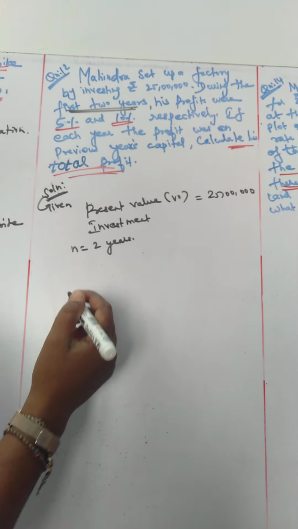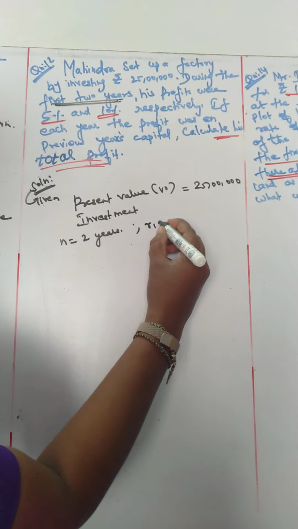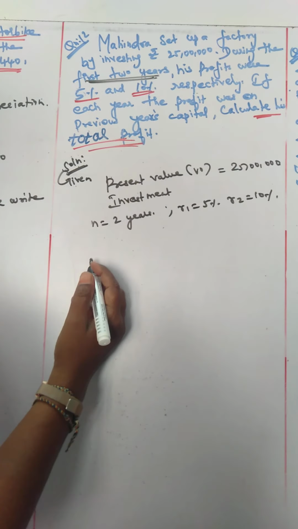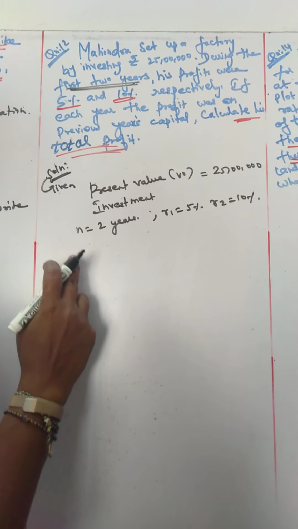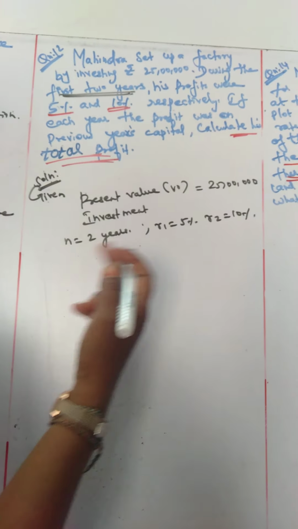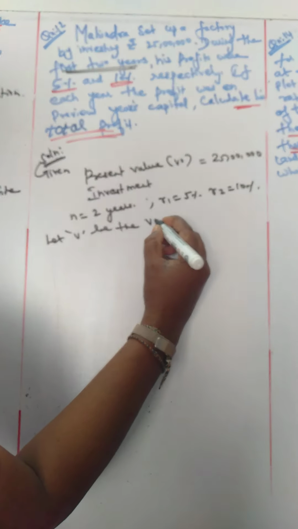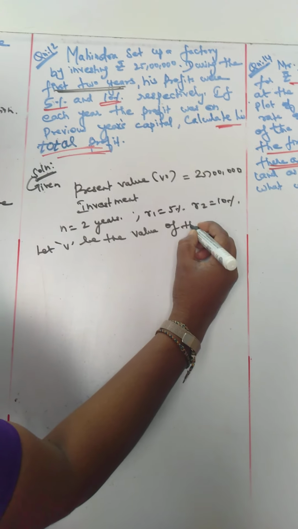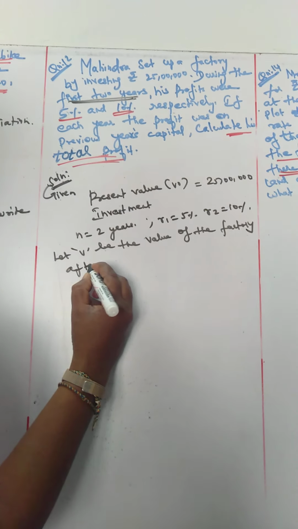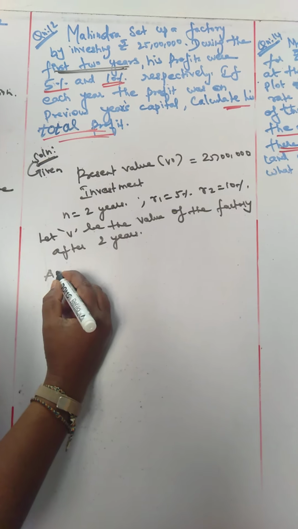Okay, then since there are two different rates of interest given, we are writing R1 as 5%, R2 as 10%. We want to find the total profit as well as the value of the factory after 2 years. Let V be the value of the factory after 2 years, right?